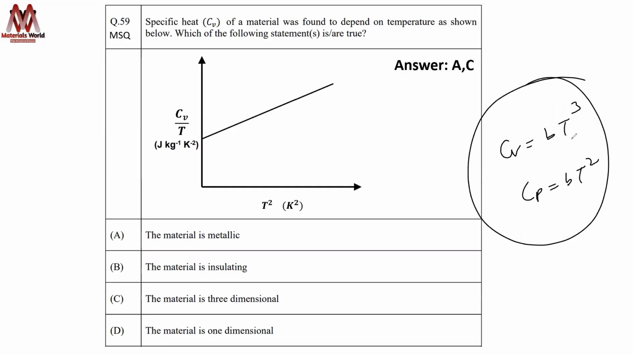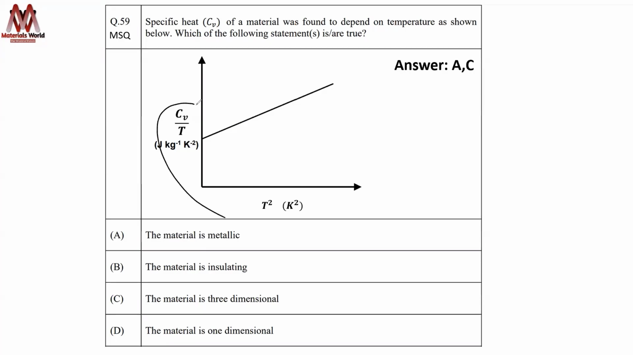I already gave this graph to my regular students. These equations are for metals, and of course those metals are three-dimensional. We cannot imagine this for a nanowire that is 1D or a nanofilm that is 2D. These experiments are done in 3D bulk material.